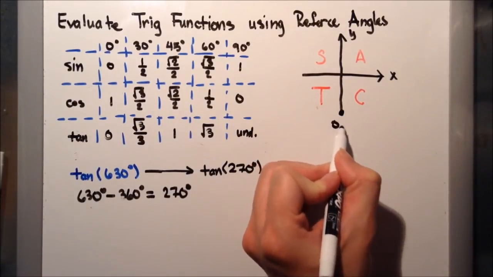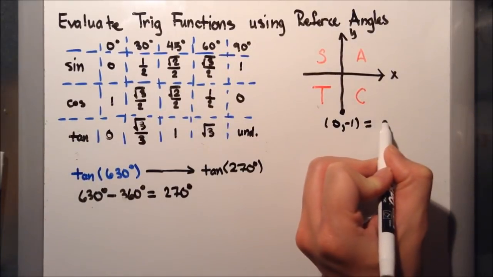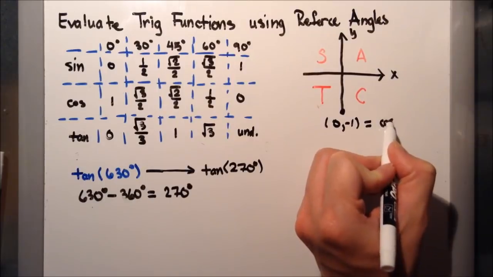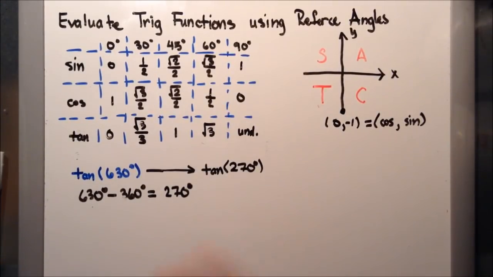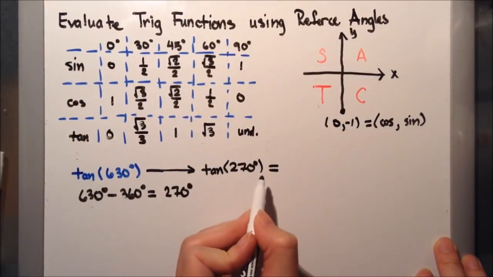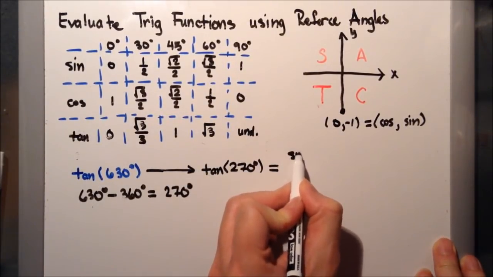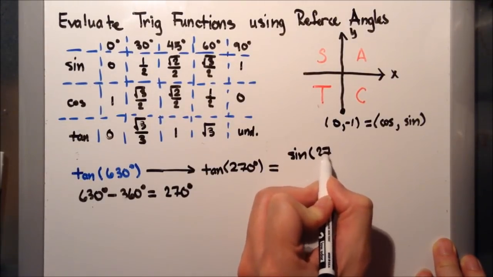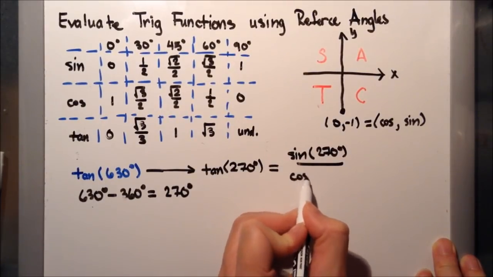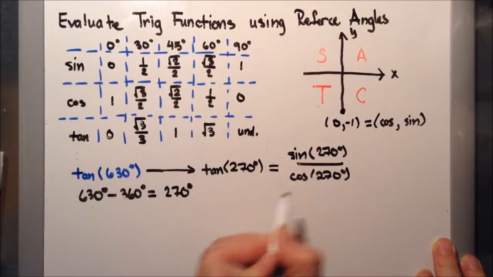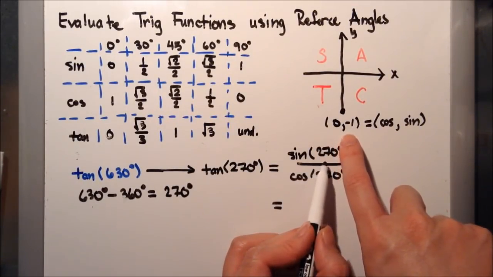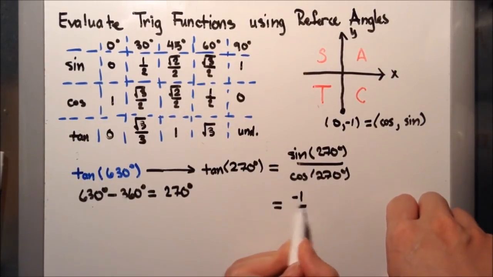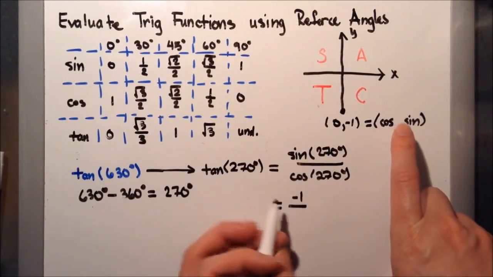which is (0, -1). Now if we tie back to cosine and sine, we know that cosine is the x value and sine is the y value. So how are we going to evaluate tangent of 270 degrees? Well, as I mentioned before, the identity of tangent is sine over cosine. Since it's 270, I'm going to write sine of 270 degrees over cosine of 270 degrees. Using this information here, sine of 270 degrees is -1 over cosine, which is x, so that's 0.